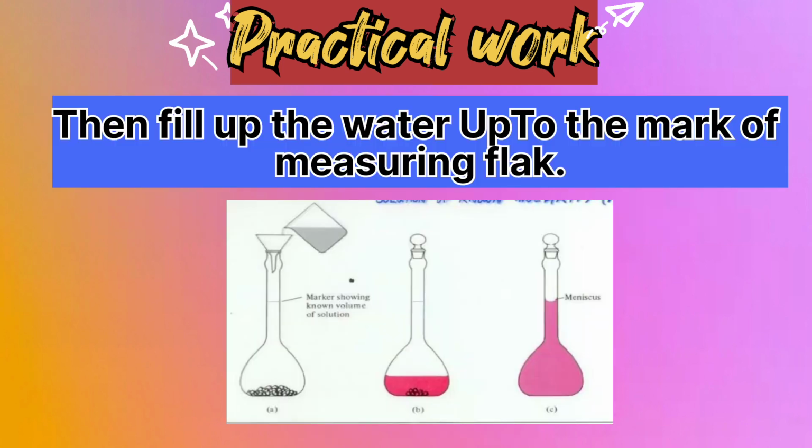Then secondly, add the 0.4 gram of NaOH into the measuring flask, fill up the water up to the mark of the measuring flask, and then shake it and the 0.1 molar solution is prepared.